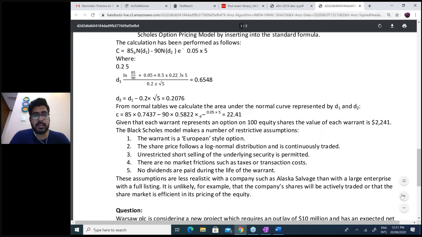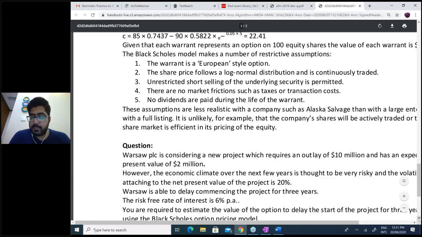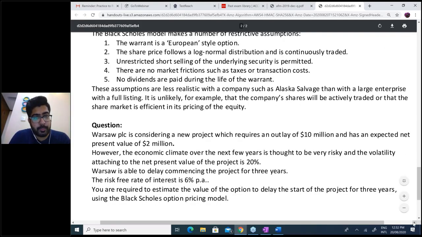Okay, Black-Scholes models assumptions. Assumption number one, the warrant is a European style option. This is Black-Scholes assumption number one. It cannot handle American style options. It can only handle European style options.